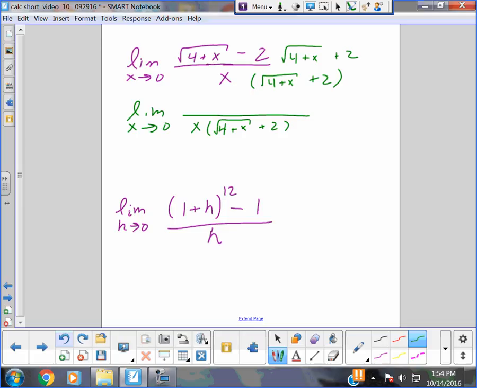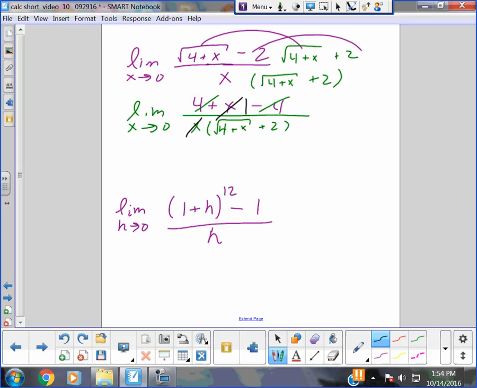In the numerator, guys, I love conjugates because we don't have to think very much. I get 4 plus x minus 4. Oh, look what happened. The 4's cancel. Oh, so nice. And x over x is 1. So I'll cancel this x. And now if I insert 0, the bottom is no longer 0.